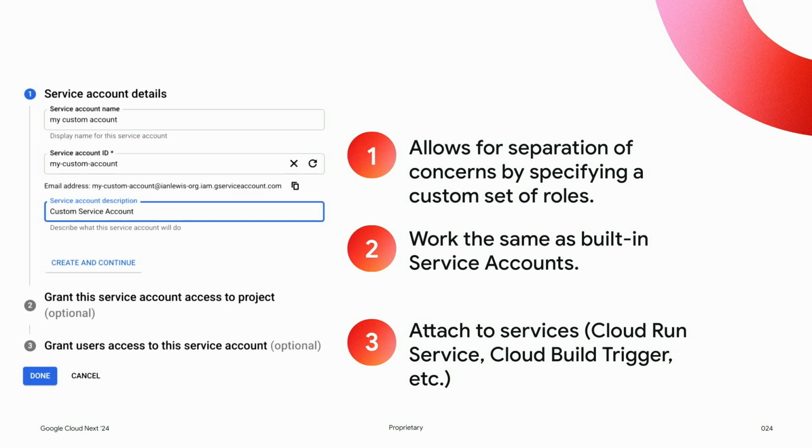So we'll create a custom service account, and these work exactly the same way as the built-in default service accounts that are created for us. They have a name, just like the default service accounts, but it's a custom name for us. And then we can attach these to our services when we deploy them. Normally when we deploy an app, by default it'll get the default service account, but we can actually specify our own custom service account that we've created that has its own custom set of roles.